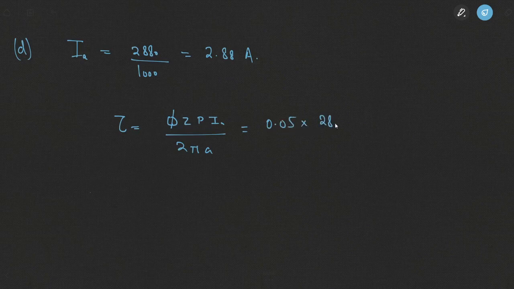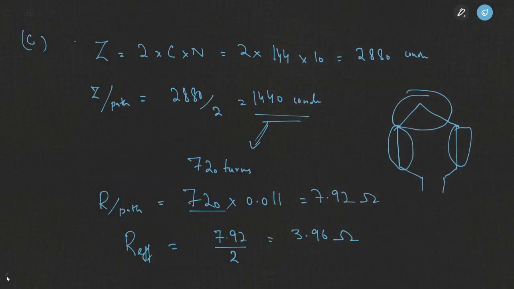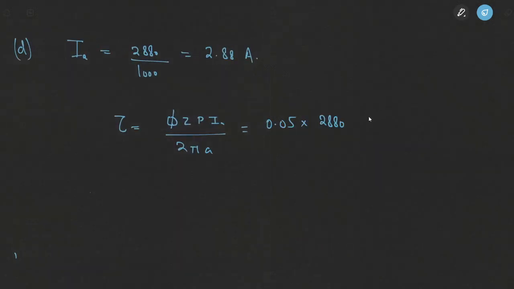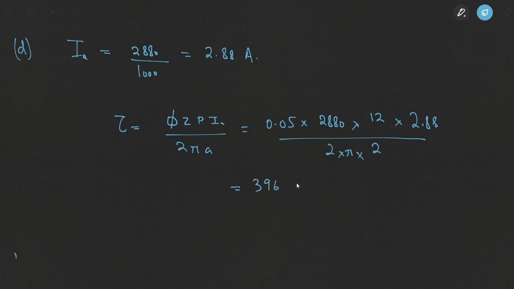Z is 2880. Fine. So your Z as well as voltage in this case are coming out to be equal to 2880 into P, the number of poles, which is 12, divided by 2 into pi into A, that's the number of parallel paths, that's 2 in this case. So this will come out to be equal to 396 Newton meter.